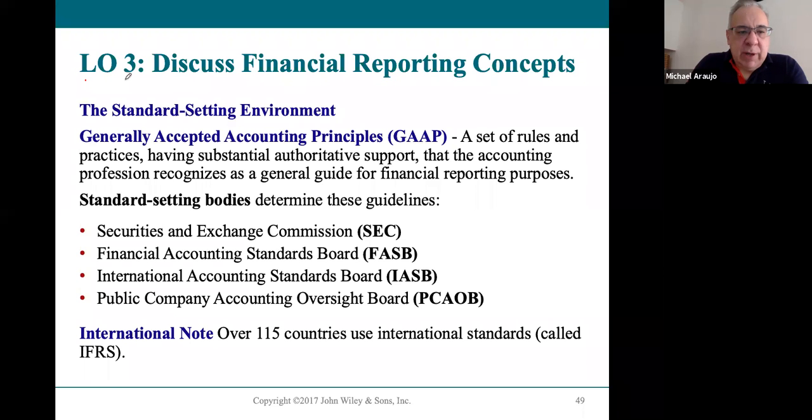So learning objective 3 introduces you to basically the rules and standards in financial accounting. These are within the United States. This is called GAAP. So when you hear GAAP, don't think about shopping at the mall. Although the Gap store's popularity, I think, is different now. But you're looking at generally accepted accounting principles.